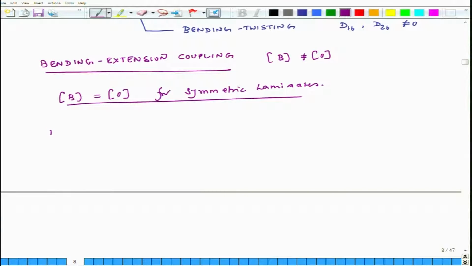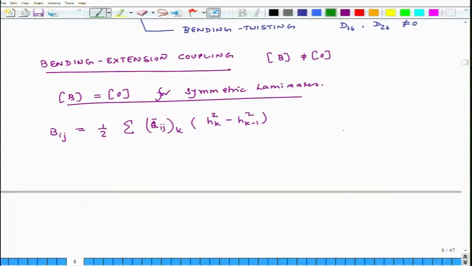So, we will discuss this further. So, we know that Bij equals half of sum of Qij bar for the kth layer times Hk square minus Hk minus 1 square. Okay. So, this is the definition for the ijth element of the B matrix.